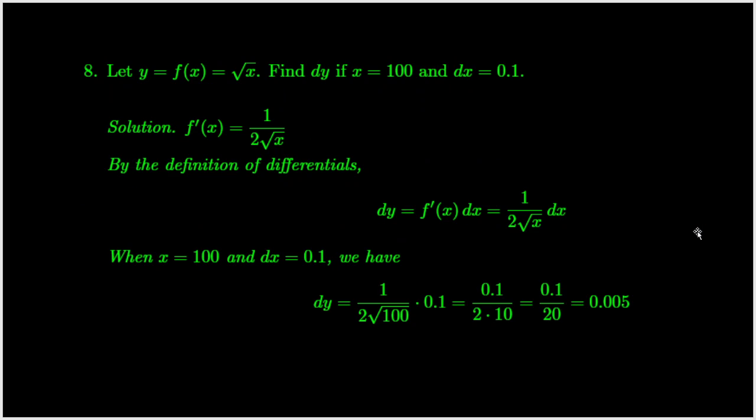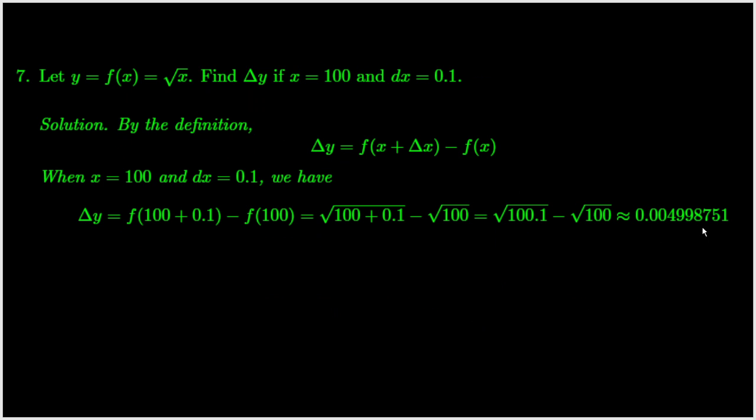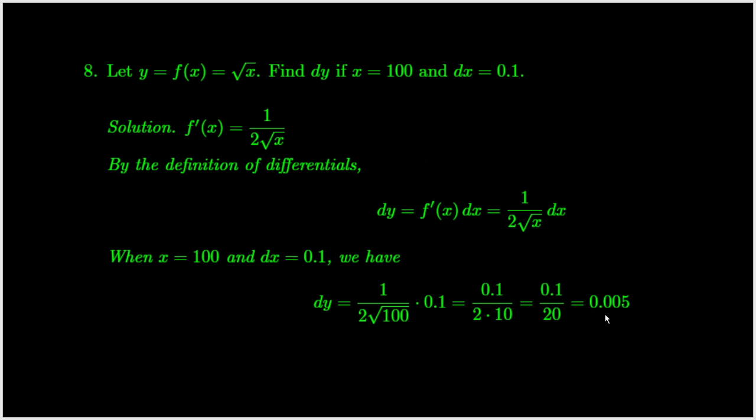In question 8, we calculate a differential. The differential dy is the derivative of f of x times dx. Plug the particular values of x and dx into the differential, we get the value of the differential. As we can see, the answers to question 7 and question 8 are very close. Moreover, dy is much easier to calculate than delta y because the value of the derivative of y at the particular value of x is a nice number.